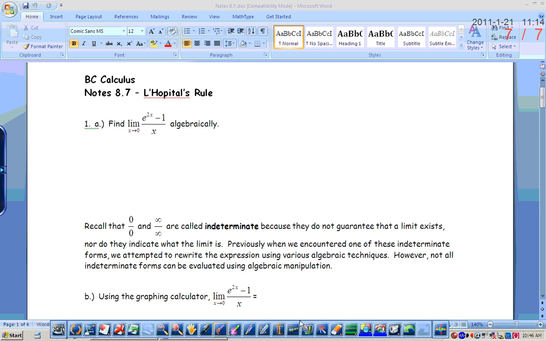All right, what L'Hopital discovered was an alternate way to find a limit. And you're probably wondering, why on earth are we going back to limits? Why didn't we learn this from the beginning? And that is because it involves taking a derivative.